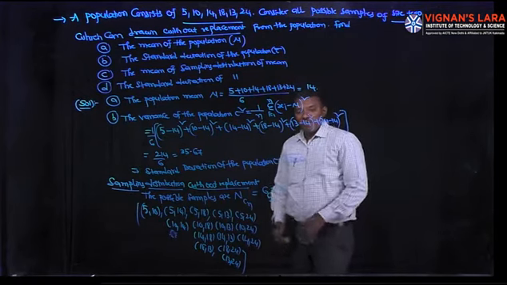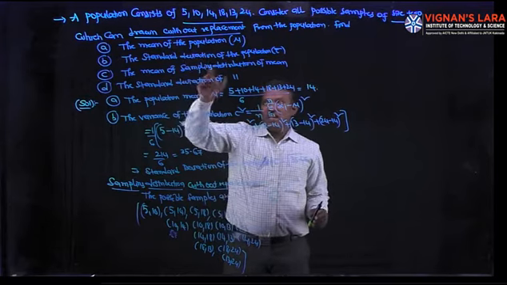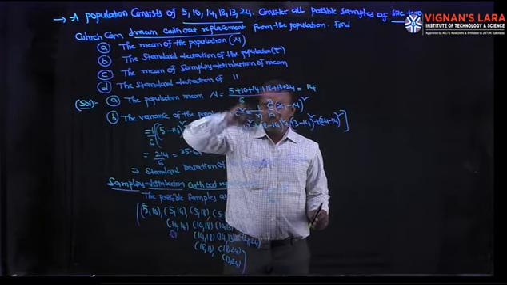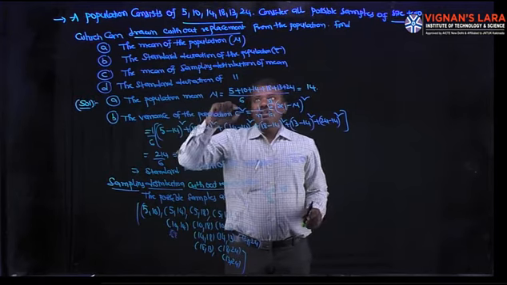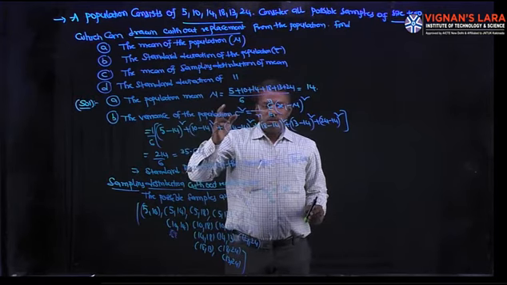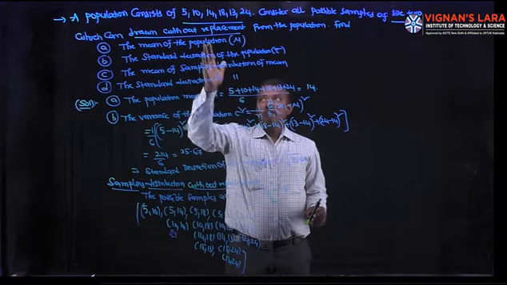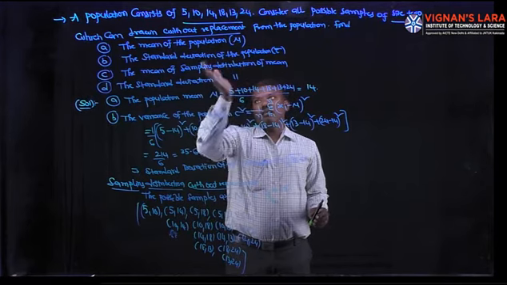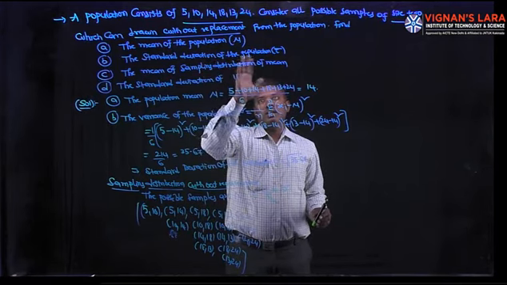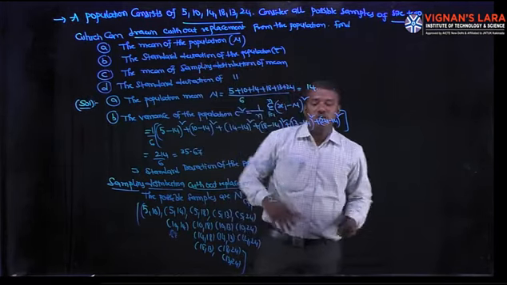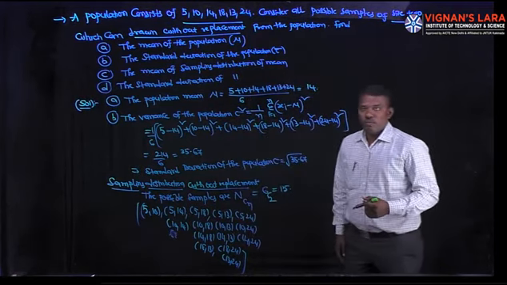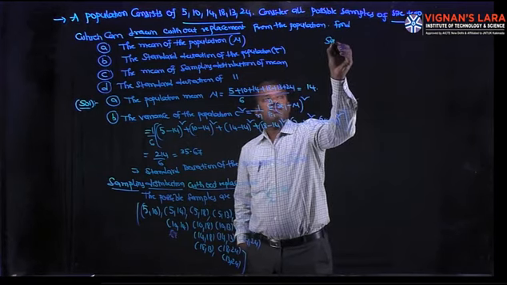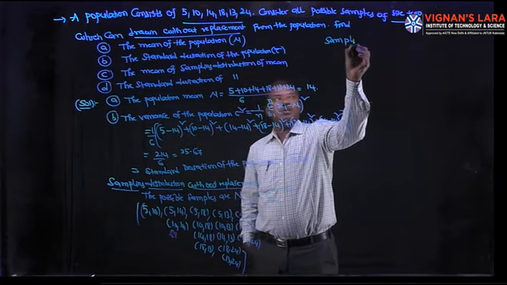With replacement means 5 5, 5 10, 5 14, 5 18, 5 13, 5 24. Next, along with the 10: 10 5, 10 10, 10 14, 10 18, 10 13, 10 24. That is with replacement. This is without replacement. Then construct the sampling distribution of mean. Next one, sampling distribution of mean.